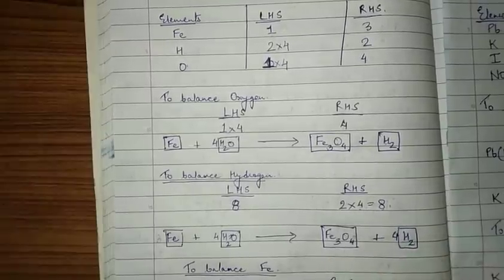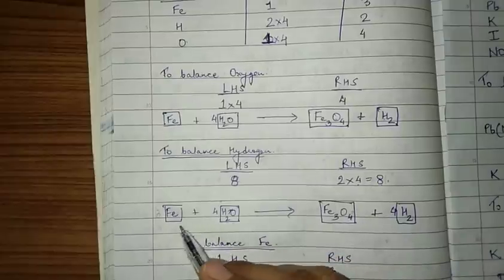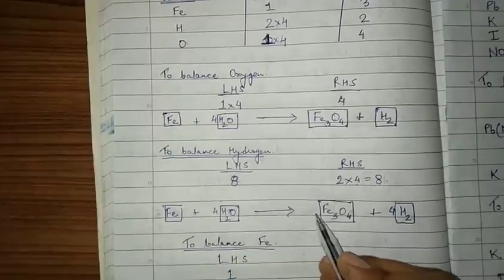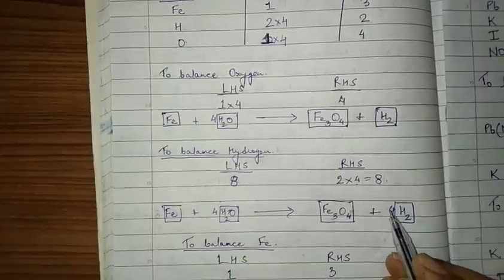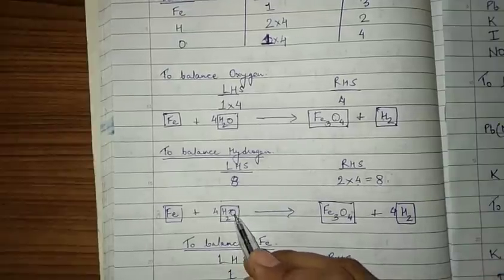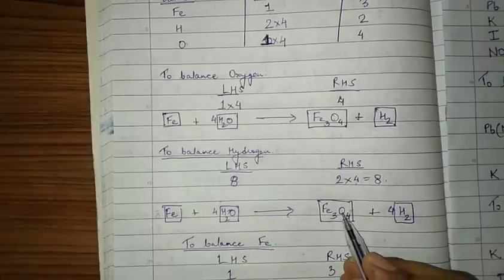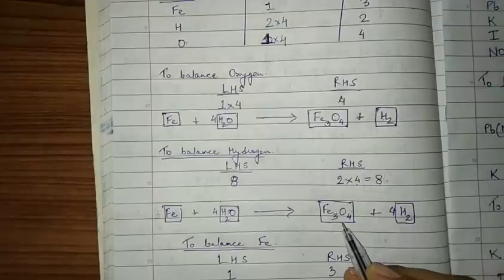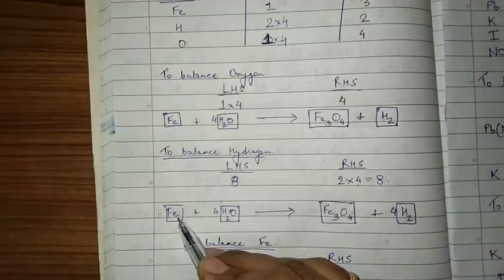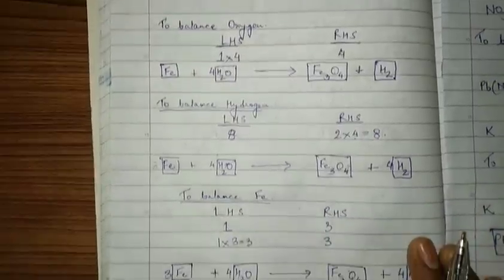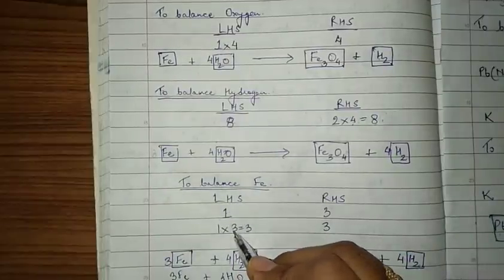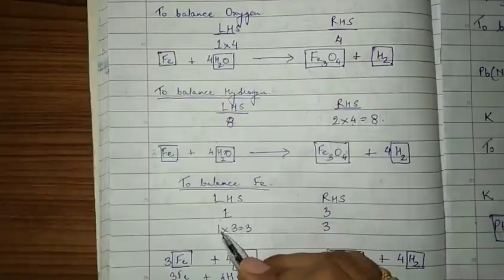So now what is the change which has occurred in this equation? Fe is still 1, 4H2O gives Fe3O4 and 4H2. So hydrogen is 8 on the right hand side and hydrogen is 8 on the left hand side. Oxygen is 4 on the left hand side and 4 on the right hand side, that means oxygen and hydrogen both have been balanced. But still you can see Fe is 3 on the right hand side and 1 on the left hand side. So now we need to balance iron, or Fe. What we do is on the left hand side Fe we will multiply by 3. So Fe was 1 on the left hand side, we multiplied it by 3.